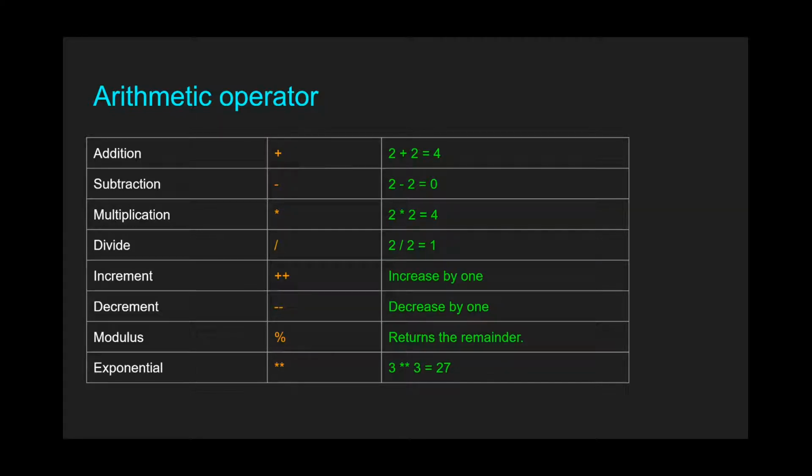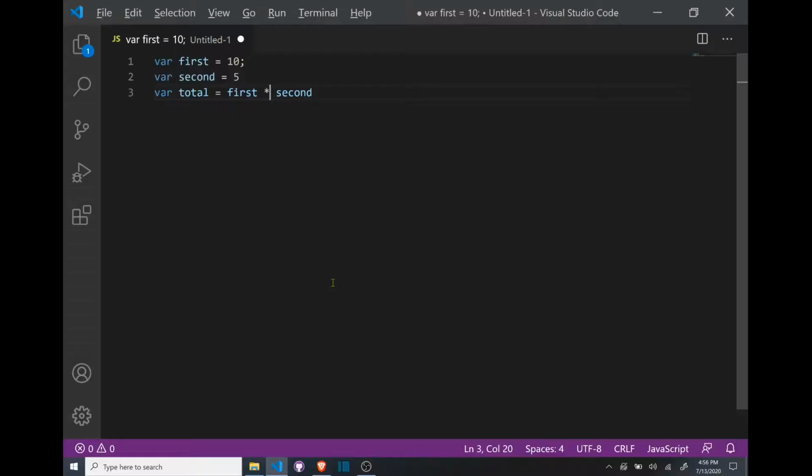So addition, subtraction, multiplication, and division are really simple. These are things that you already know how to do. Two things that are going to be new to you are probably the incrementation and decrementation. And all we're really saying in this is we're going to go up by one or go down by one.